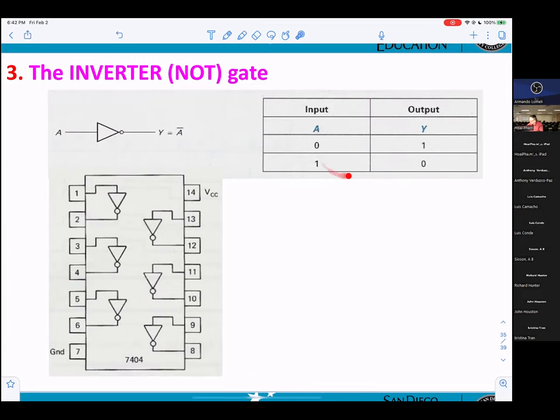Inside the IC, box number 7404, you get 1, 2, 3, 4, 5, 6 gates. 6 gate inverter. Which one in, which one out. Okay? So, what I want to make sure you understand is that when you're looking at the gate, you recognize this is the AND gate or this is the OR gate, and this will be an inverter. Okay?